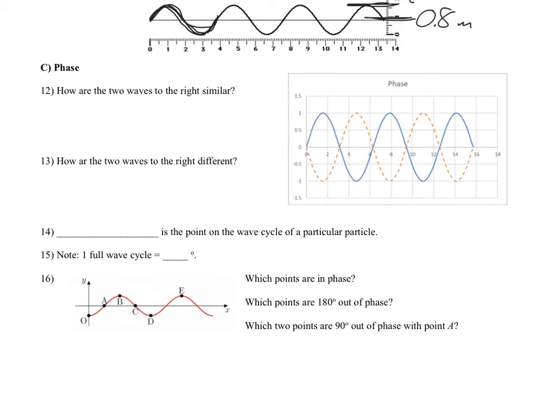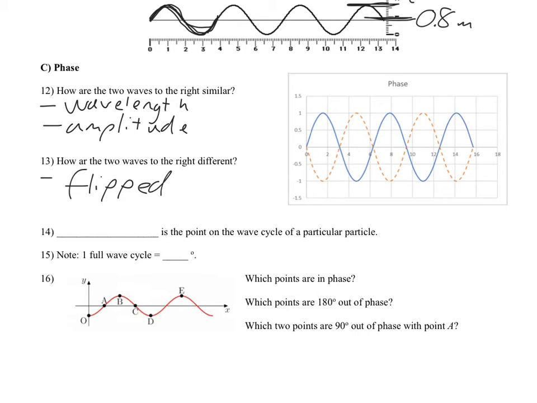So the next thing we're going to talk about is phase. We asked the class, how are these two waves similar? How are they different? Some of the similarities people pointed out was wavelength. Those look the same. The amplitudes, those look the same. How are they different? Aside from color, one thing that we have to notice here is that these waves kind of look flipped. If you look, the blue wave and the orange dotted wave are kind of like mirror images of one another. So this brings us to our next idea, this idea of phase.